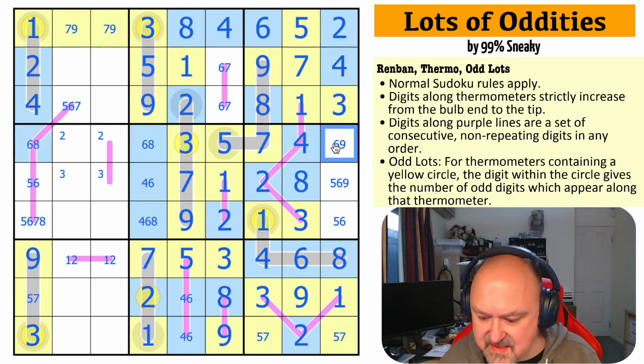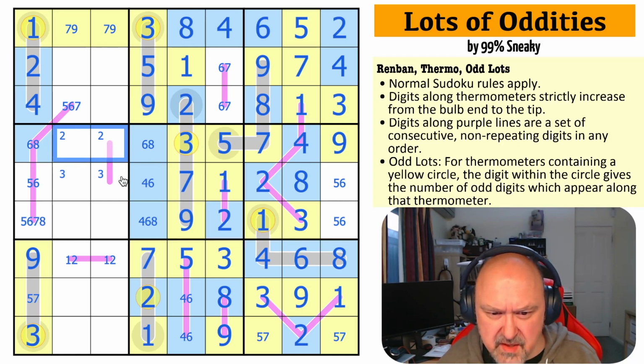6, 8 pair makes that 9, which is odd. And we know what these are. They're 1 and 2.